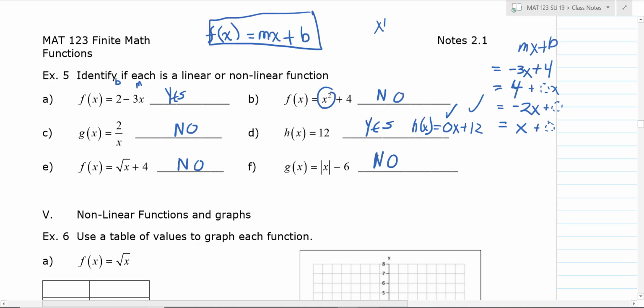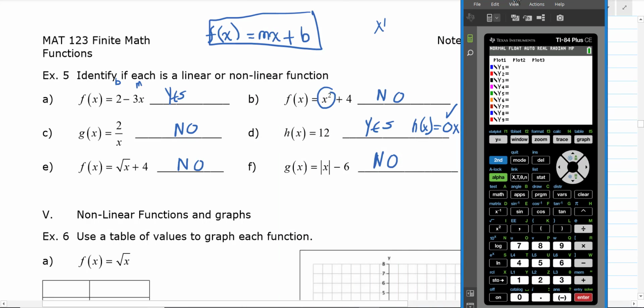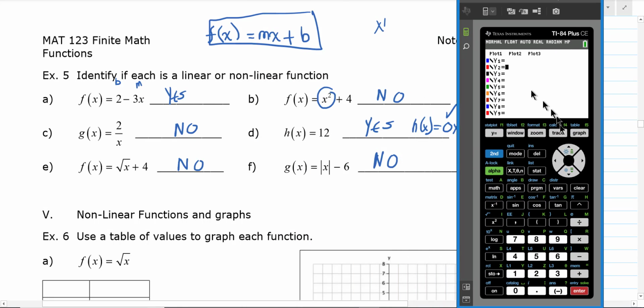And one thing I want to point out, I want to do a couple things on my graphing calculator. If I put in 2 minus 3x, and just do this in a standard window, you get a line. That's a linear function. If you put the second one in, x to the second plus 4, if you graph that, that's not a line. That's a parabola. If you put the next one in, 2 divided by x, it's not a line.